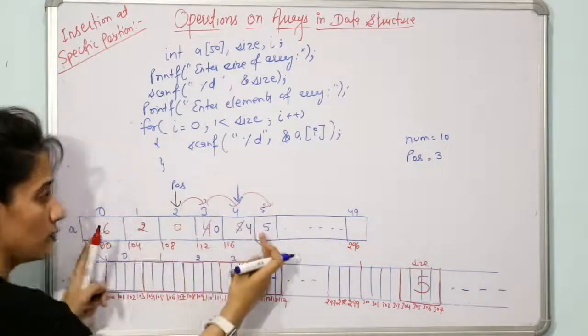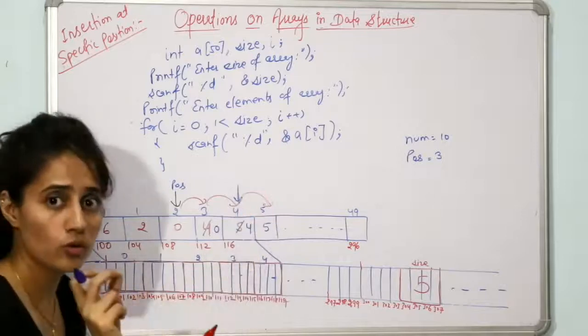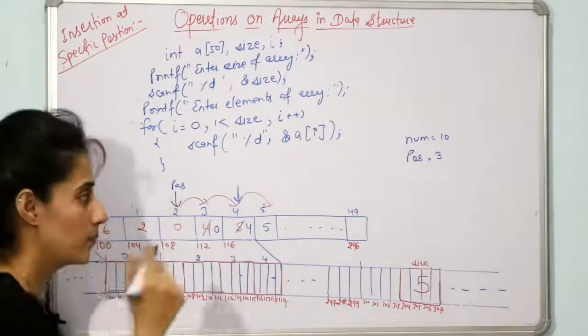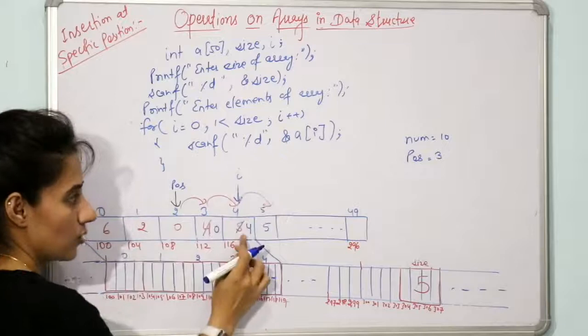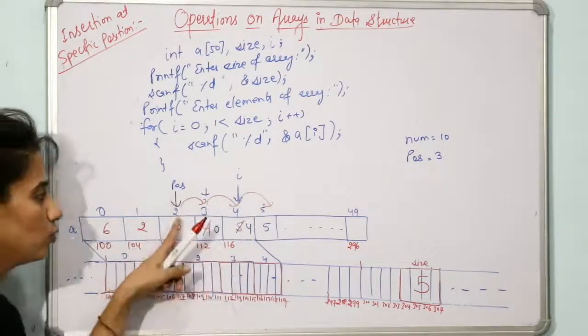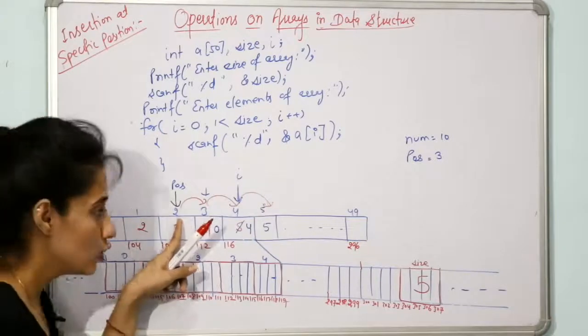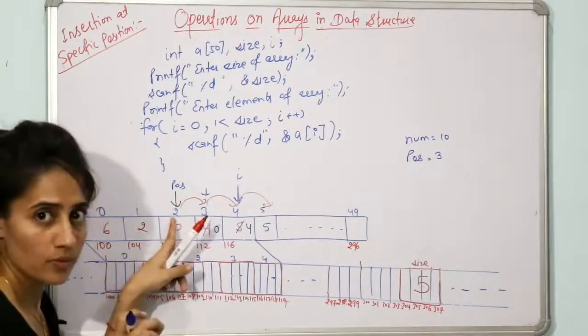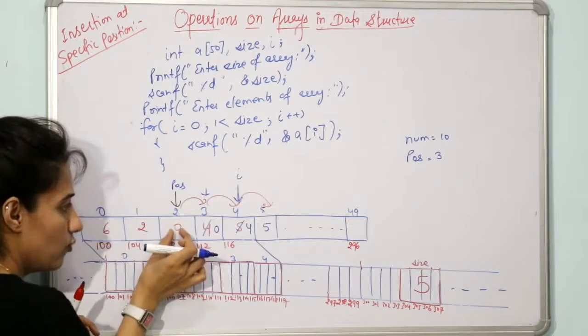See, size is 5, but index is 4. So you are going to start the loop from 4. I would be started from 4 and I would be decremented. Now I is equal to 3, now I is equal to 2, and if I is equal to 2, then you are going to stop. Means we have found the position.